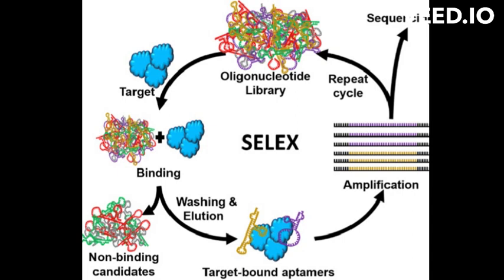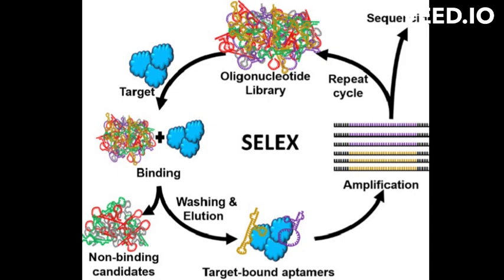The SELEX process begins with a pool of random DNA or RNA sequences. This pool is then exposed to a target molecule, such as a protein or small molecule. The sequences that bind to the target molecule are then isolated and amplified by PCR. This process is repeated multiple times, with each iteration called a round of selection.